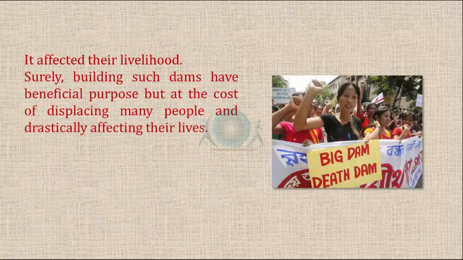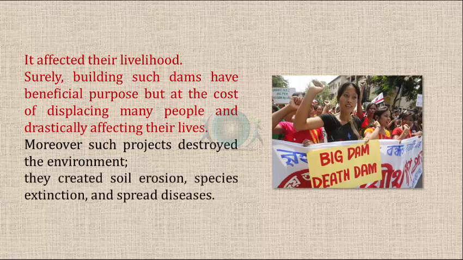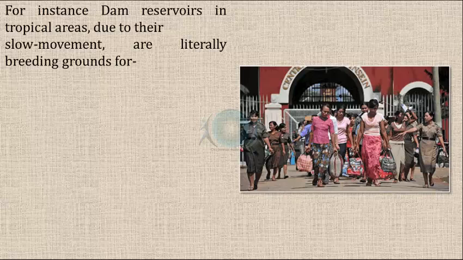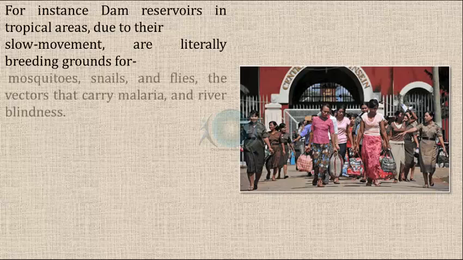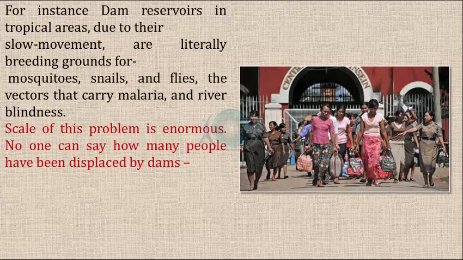Surely, building such dams has a beneficial purpose, but at the cost of displacing many people and drastically affecting their lives. Moreover, such projects destroyed the environment as well. They created soil erosion, for example, species extinction took place, and there was a spread of diseases also. The dam reservoirs in tropical areas, due to their slow movement, are literally breeding grounds for mosquitoes, snails, flies, and the vectors that carry malaria and river blindness. The scale of this problem is enormous.